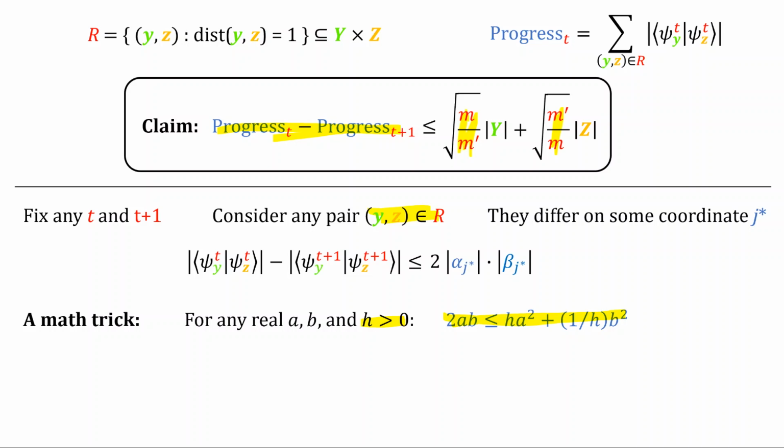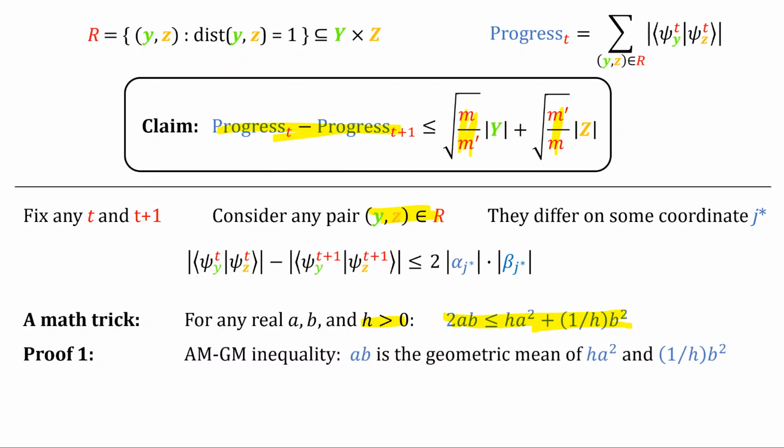Okay, where were we? We're trying to prove this lemma. There's 2 simple ways to prove it. It's very elementary. Proof number 1, if you know the AM-GM inequality, just imagine dividing by 2 on both sides. So the left-hand side would just be AB. On the right-hand side, you have the arithmetic average of two quantities, HA squared and 1 over H B squared. And now the geometric mean of these 2 quantities is, you see the H's cancel out, and you get AB.